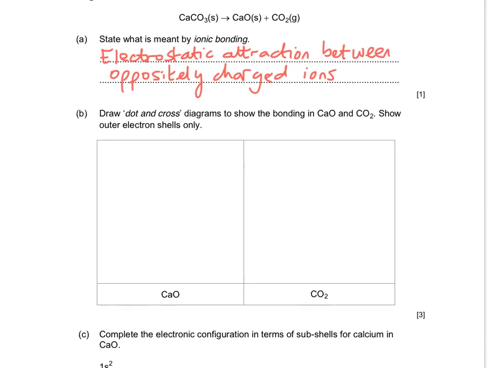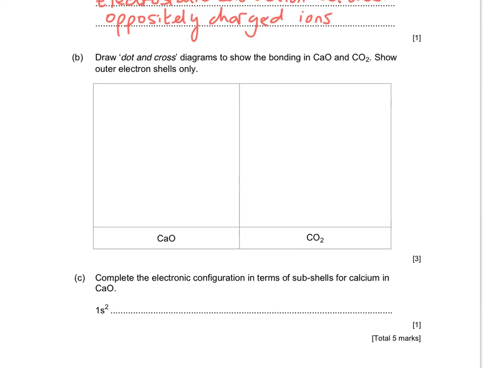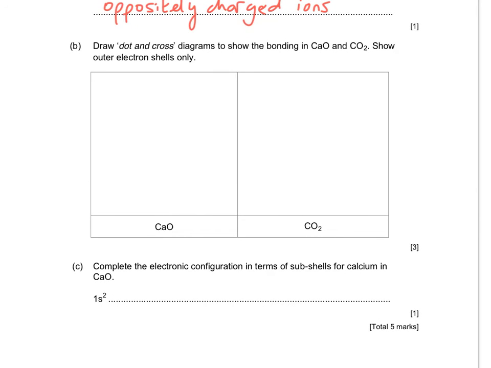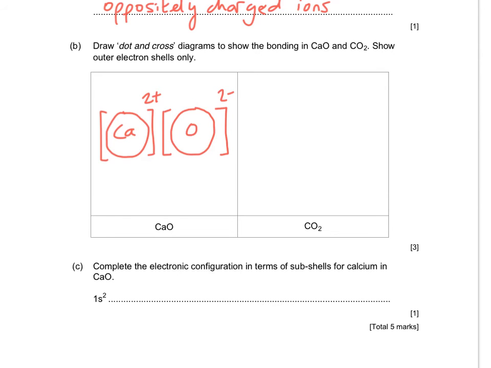So moving the page down a bit, it asks you to do dot and cross diagrams for calcium oxide and carbon dioxide. Now one is ionic and one is covalent. So I start off by drawing both ions in square brackets and putting the relevant charge next to each. Now I have to populate them with electrons. I have to be careful that I'm actually pairing the dots and the crosses up in the oxide ion like we talked about earlier.